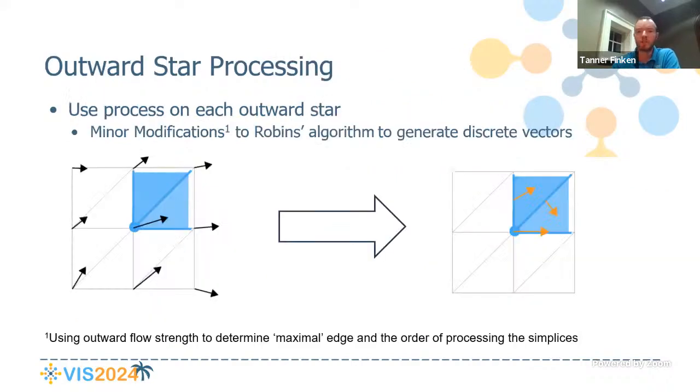So with the set of outward stars defined, we can now apply Robbins' algorithm with minor modifications to generate the discrete vectors for each outward star. Again, the key is that our definition ensures that a simplex can only belong to at most one outward star, with the triangle potentially belonging to no outward star, meaning that it would remain unpaired.